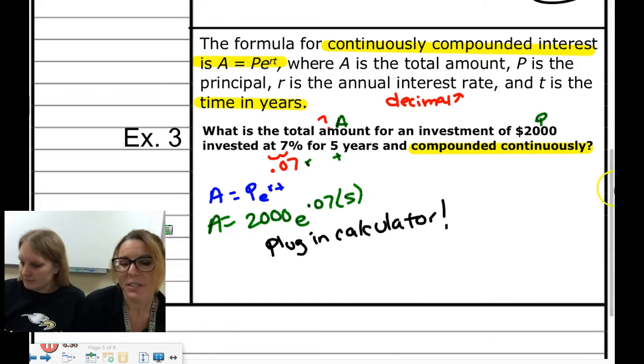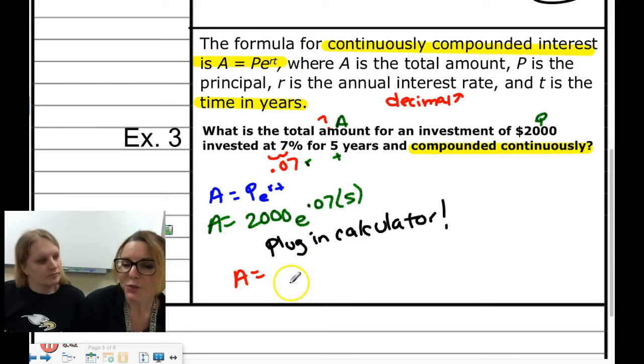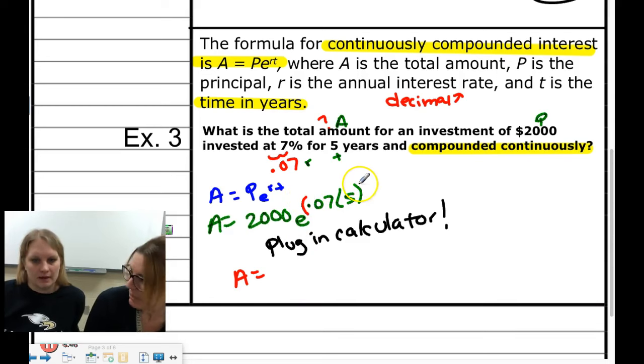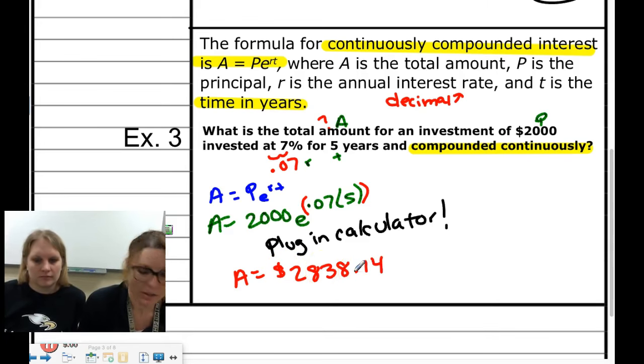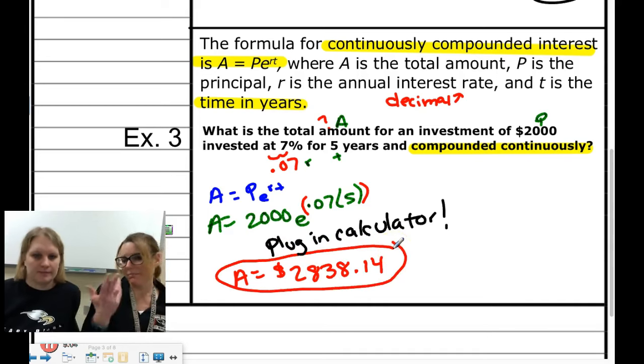You take 2,000 times e and you raise e, use a caret. I'm thinking on some of the calculators, after you do the caret button, you may have to put 0.07 times 5 in parentheses if you type it in that way, or it won't work. Experiment. So the answer is 2838.14, rounded to the nearest hundredth. All right. That's it. Pretty easy. I think that's pretty straightforward.